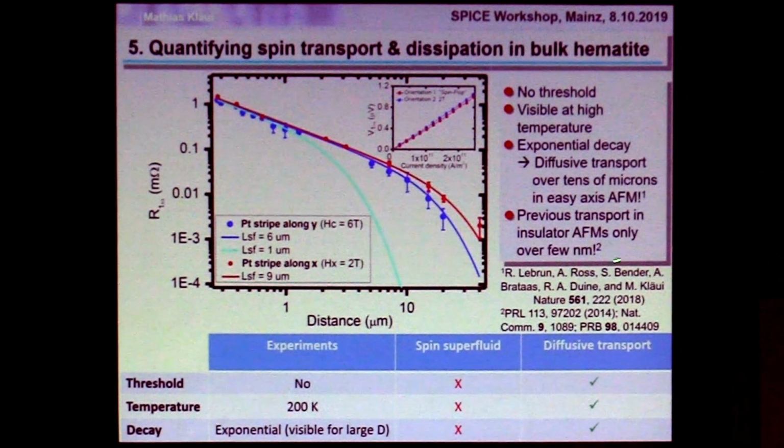So far, people have only seen transport over a few nanometers, like in nickel oxide. There are lots and lots of papers that have shown spin transport over a few nanometers. We show over 100 microns. So where does that come from?